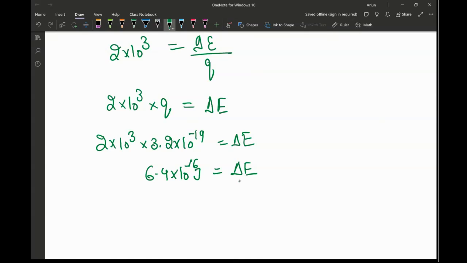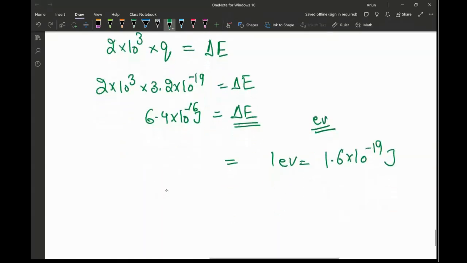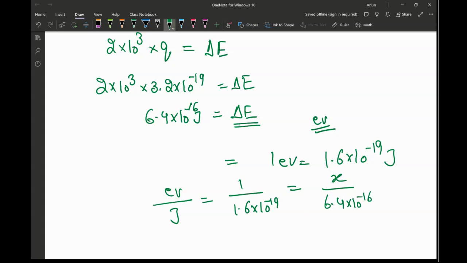Now, let's convert it into eV, electron volts. How can I convert it? 1 eV is equal to 1.6 times 10 raised to the power negative 19 joules. So I will write eV on top and joules on the bottom. So eV is 1.6 times 10 raised to the power negative 19 here. And I want to find eV, so I'll put it as an X on top. And down here, 6.4 times 10 raised to the power negative 16.